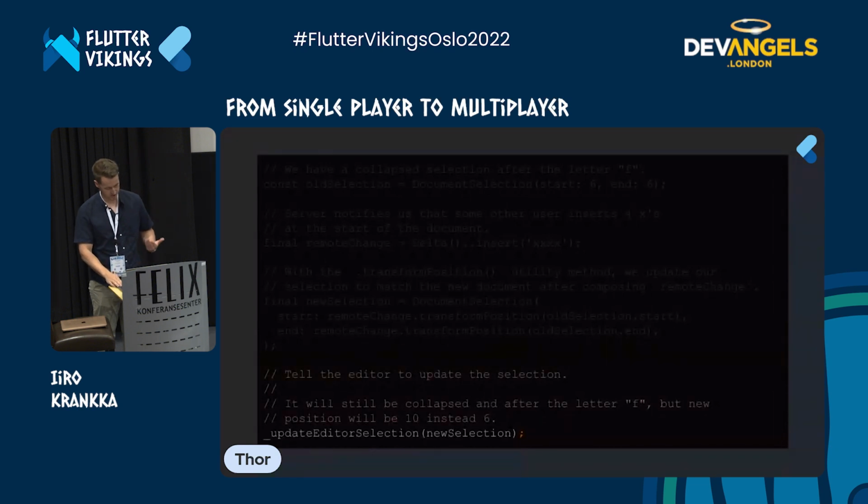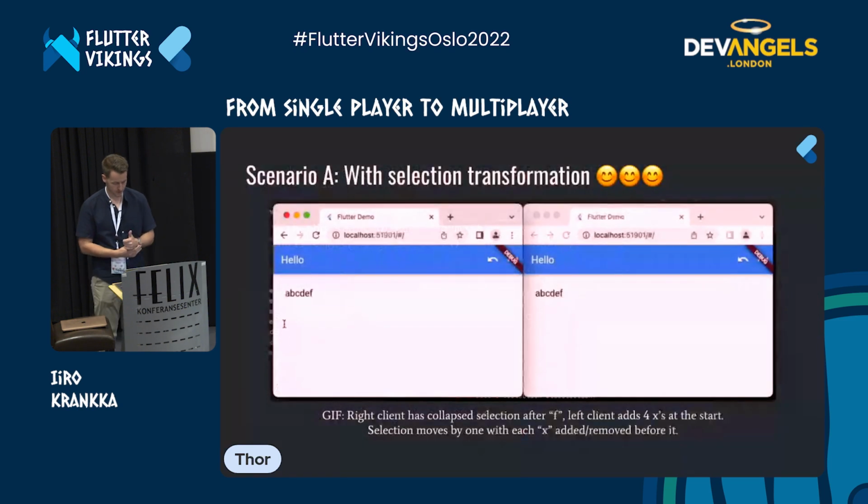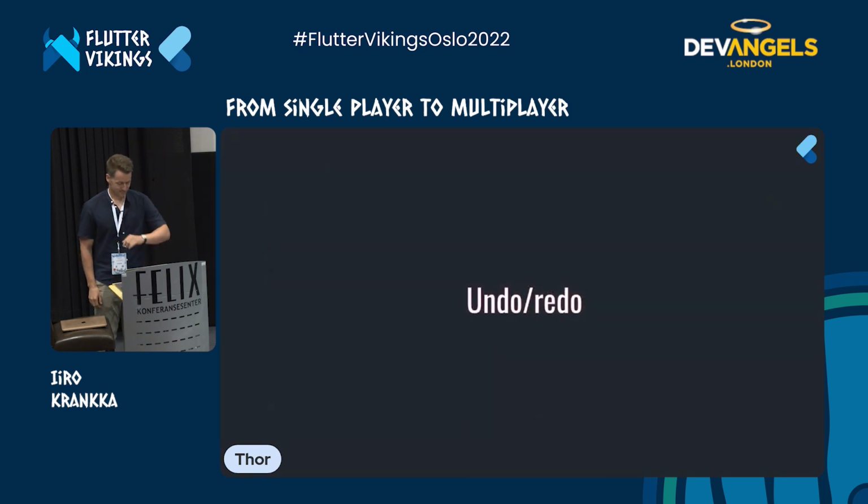And we run this every time somebody makes a change remotely to the document. And here's the happy smileys, this is with the selection transformation. The right user is now happy, and they can just type whenever, and their cursor will just not be in random positions.